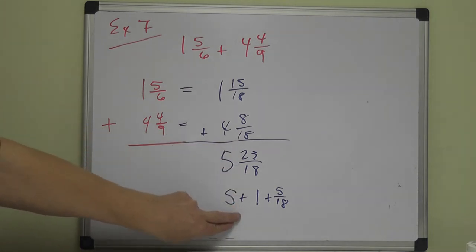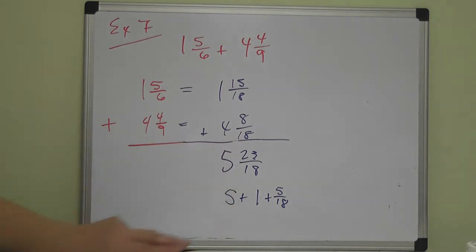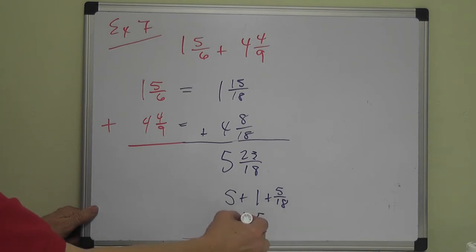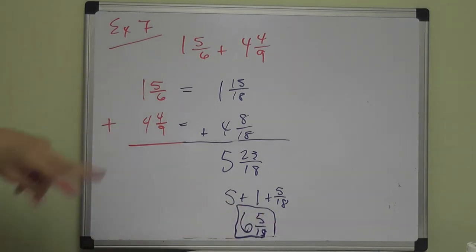23/18 is the same as 1 5/18. 5 plus 1 is 6, and 5/18 is the sum of these two mixed numbers. So when you're adding mixed numbers, you have several things going on.